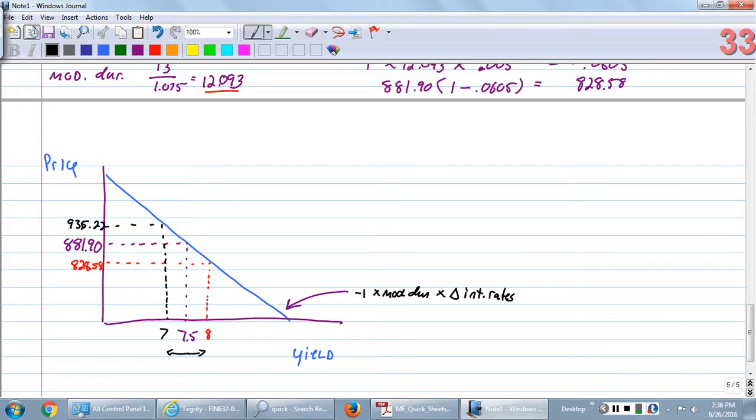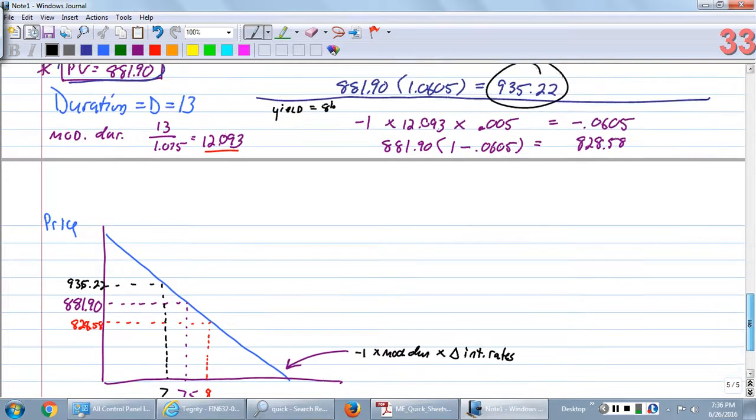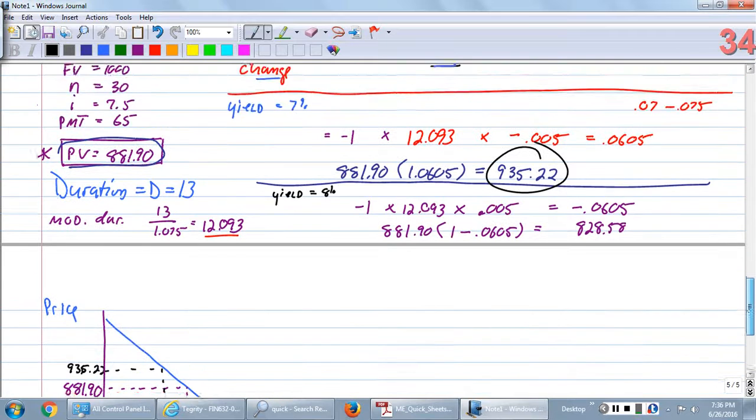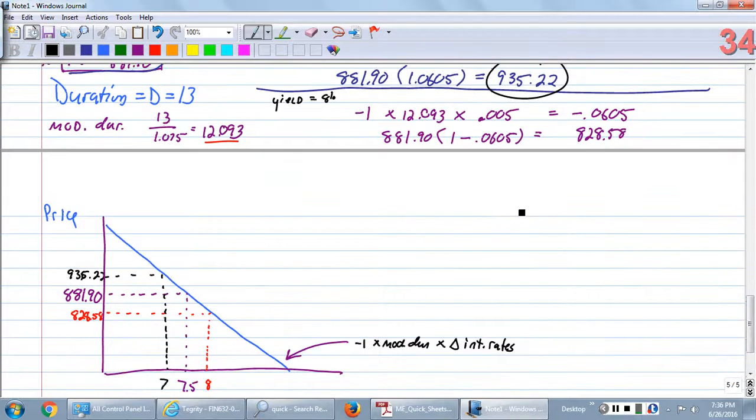Now I know this may be hard to follow, but it's really important, and I think it's somewhat interesting here. So let's go back to our original bond. I'll write it over here again. Originally we said the future value of this bond was $1,000. The payment on this bond was $65. N was equal to 30.